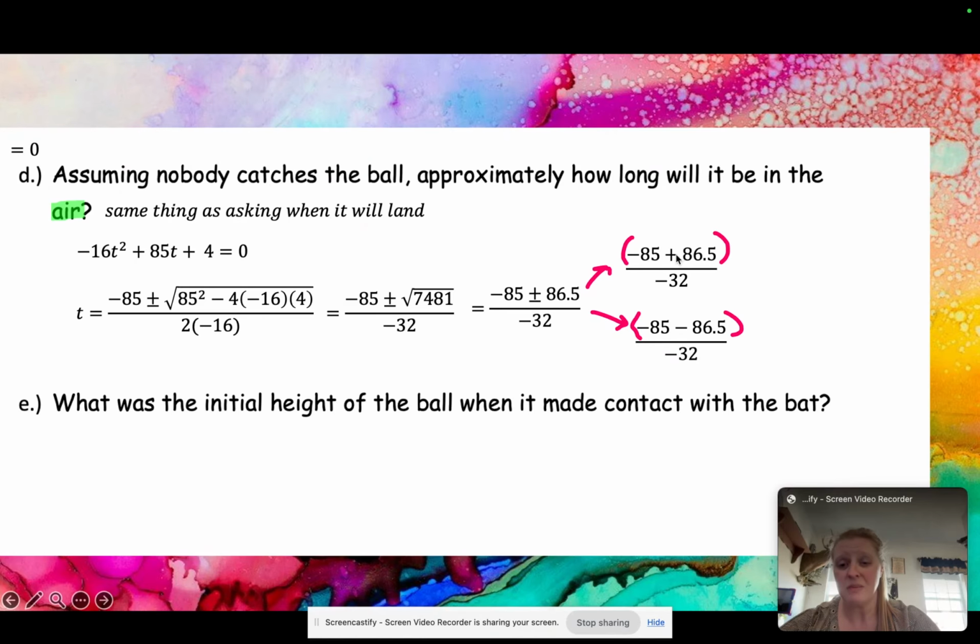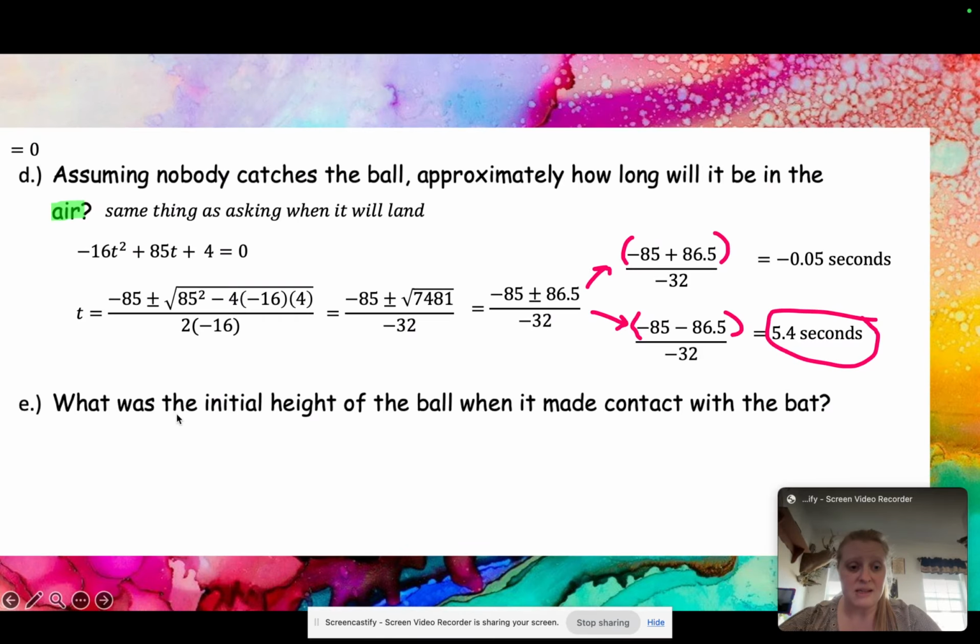And again, if you type this all in one step in your calculator, you want to put the top in parentheses. So if I type this in my calculator, I'm going to get negative 0.05 for the first one, and I'm going to get 5.4 for the second. Now, the ball can't be in the air for negative seconds. So we're going to cross out this answer right here. We're going to reject this one, and we're going to go with the 5.4 seconds.